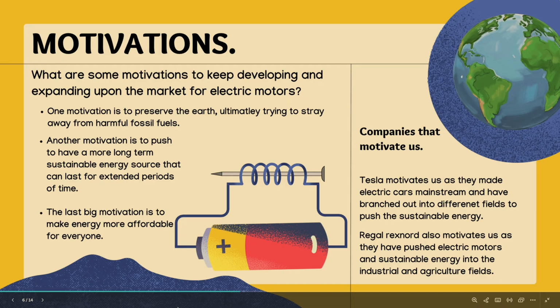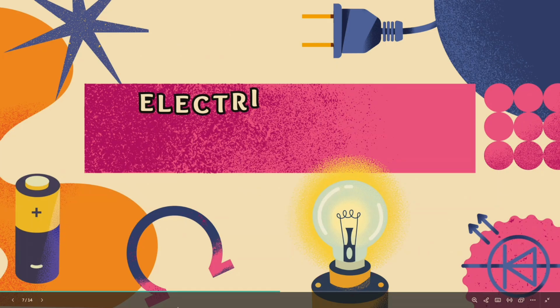The other motivations that we see are Regal Rexnord, which have pushed sustainable energy and electric motors into the agriculture and industrial fields. These are big motivations because electric motors strive to preserve the earth and ultimately to stray away from these harmful fossil fuels. We also want to have more of a sustainable long-term energy source since fossil fuels will go extinct soon. And the last big motivation for us is to make energy more affordable to everybody because of gas prices or just the electrical bill in general going way up.